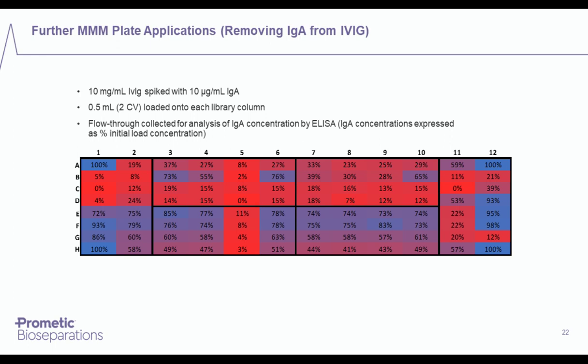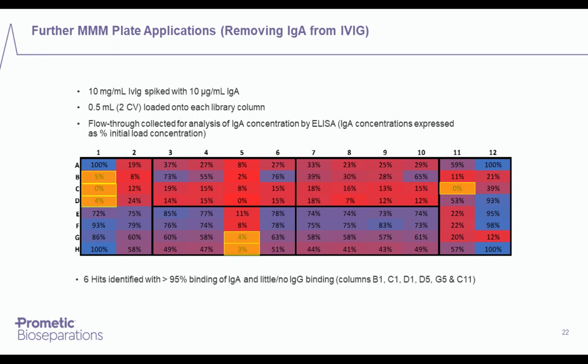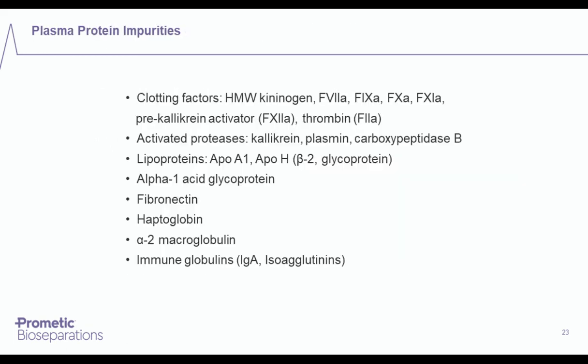Moving on to other feedstocks, this example highlights the use of the MMM plate to identify ligands capable of flow-through polishing of intravenous immunoglobulin solution, or IVIG, by capturing and removing IgA. 6 ligands, highlighted with orange boxes, were identified which gave more than 95% binding of the IgA with little to no binding of the IgG.